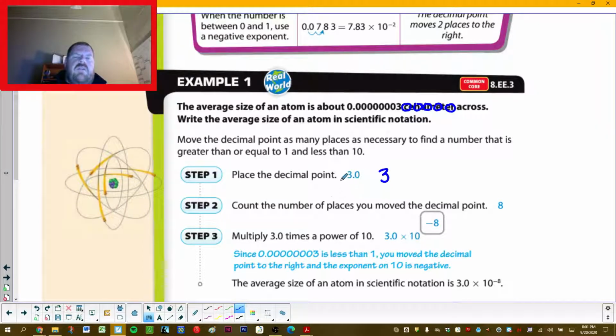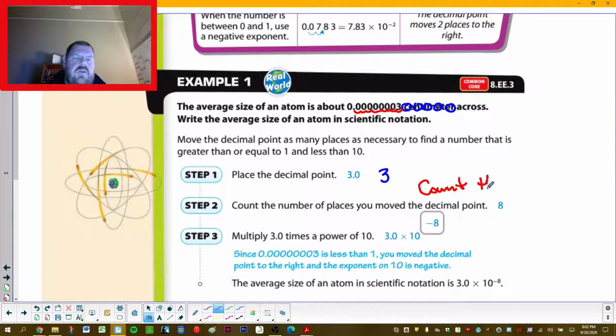And then count the number of places that we move the decimal point. Again, that's just a counting issue. You just have to see how many times it takes you to move it over there. So 1, 2, 3, 4, 5, 6, 7, 8. I kind of screwed a couple of them up in there. 8 times.